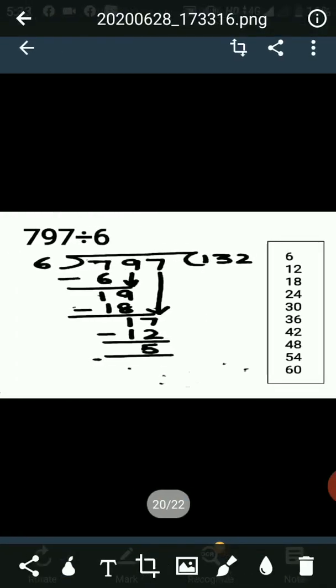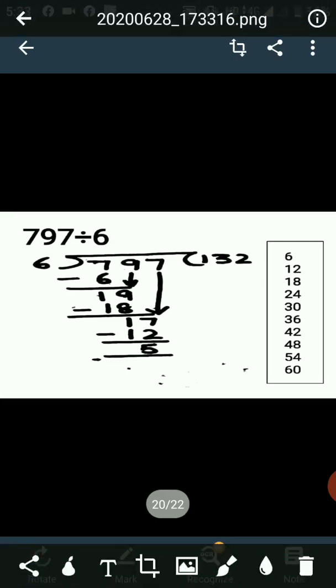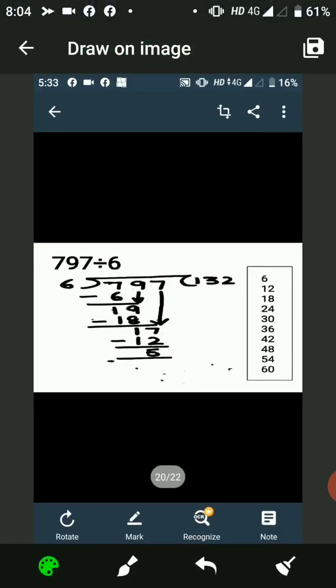Now we do another question. 797 divided by 6. When we divide 797 by 6, what answer comes? When I divide, firstly I write a table as I have written here. Clear? Now 7 is bigger than 6. It means it comes in the 6 table. So 6 ones are 6. So I will write 1 here and 6 here. 7 minus 6 is 1.